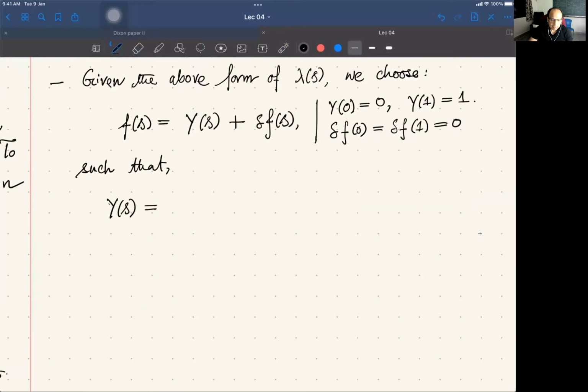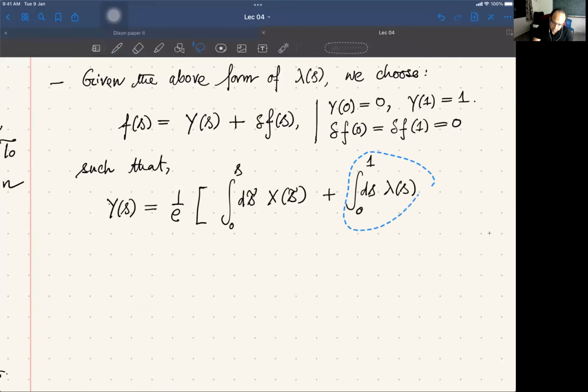Y of s is given by 1 over e times the integral ds tilde from 0 to s of x of s tilde, plus the integral ds from 0 to 1 of lambda of s, basically the zero mode of the Fourier transform of lambda.